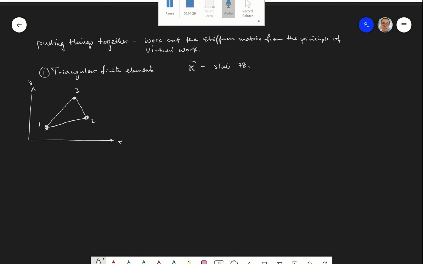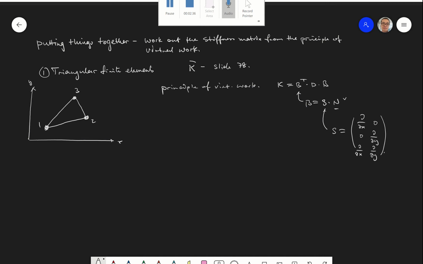So just a brief recap from the principle of virtual work. We know that the K is driven by what? B transpose times D times B. Okay? Where the B matrix itself, B is S dot N. Right? We just work out the N, the shape function matrix. We know how to work that out. The S matrix, as we showed before, is a differential operator, d by dx, 0, 0, d by dy, and d by dy, d by dx.